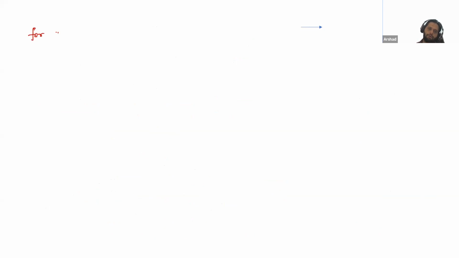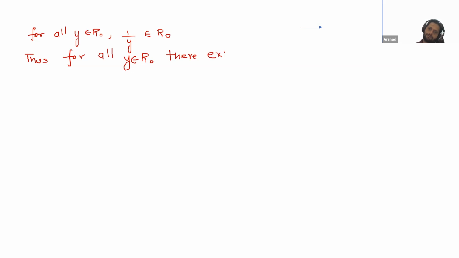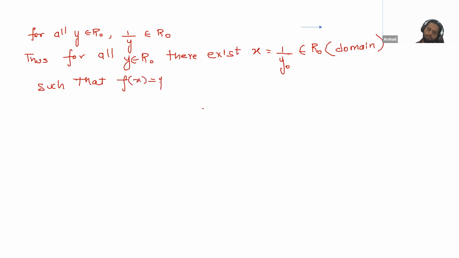For all y belongs to R0, 1 by y belongs to R0. Okay, for all y belongs to R0, there exists x is equal to 1 by y, which belongs to R0, in the domain, such that f(x) is equal to y. Hence the given function is onto.